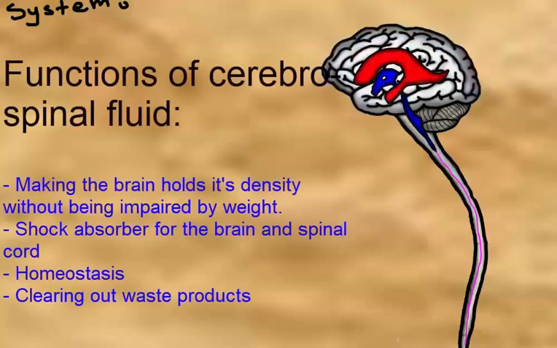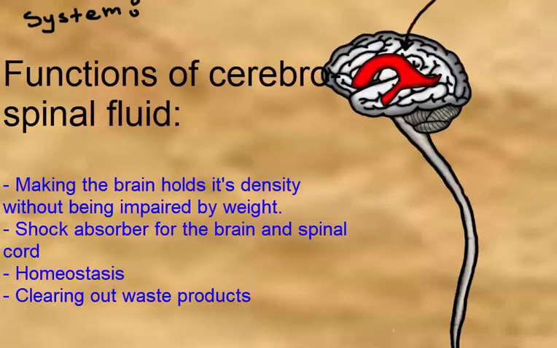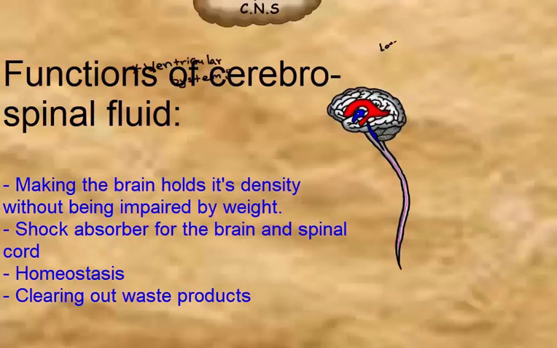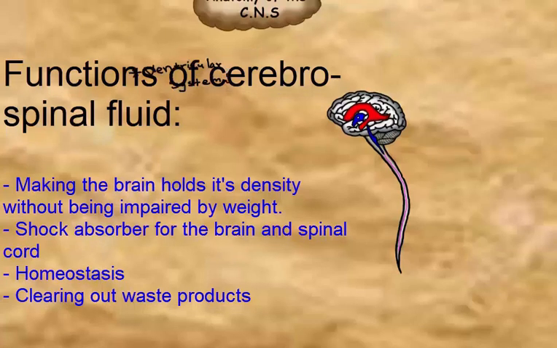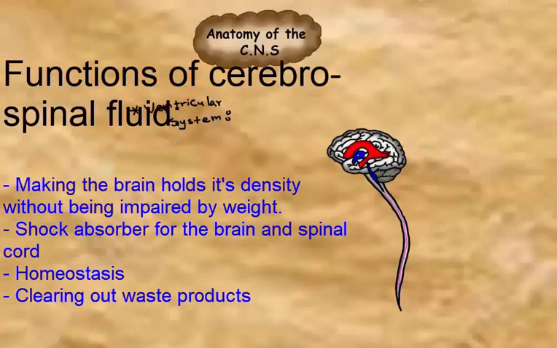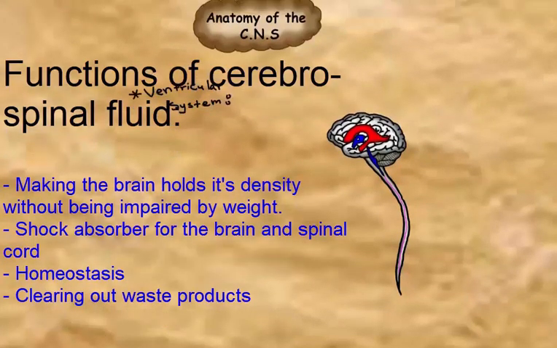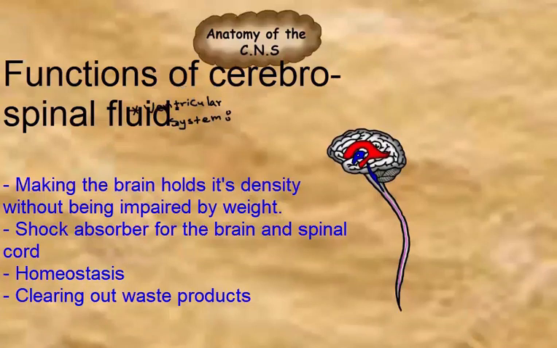The importance of the cerebrospinal fluid is that the brain floats in it, so it will be able to hold its density without being impaired by weight. The cerebrospinal fluid also acts as a shock absorber for the brain and the spinal cord, and this is called the cushion effect. Cerebrospinal fluid also helps in homeostasis and clearing out waste products from the nervous system, and it is continuous with the venous system of the brain.